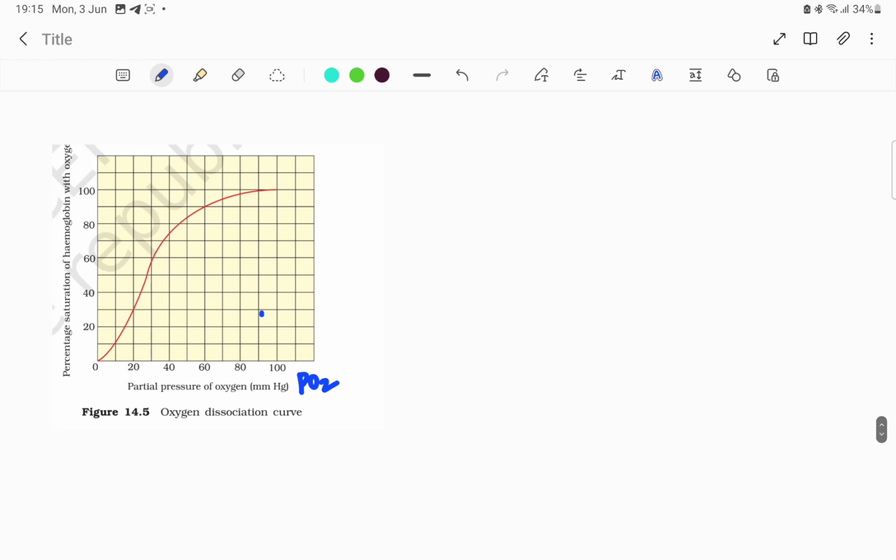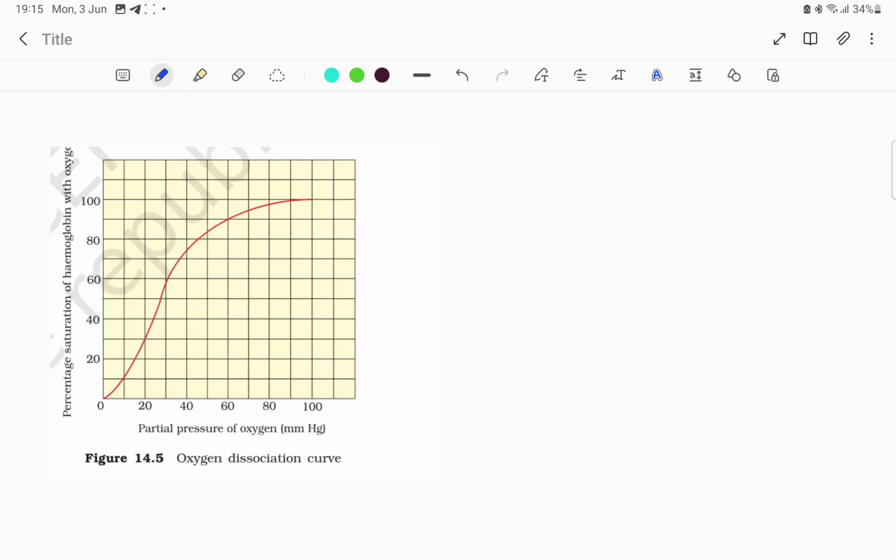This ODC curve is a sigmoid curve. Unlike a linear graph, it is going to end at some point. Sigmoid curve means it's an S-shaped curve and it's going to get flattened at some point. That is the point of saturation. Now we'll come to the graph. See, at 20 millimeters of mercury, nearly 30% of hemoglobin is saturated with oxygen.